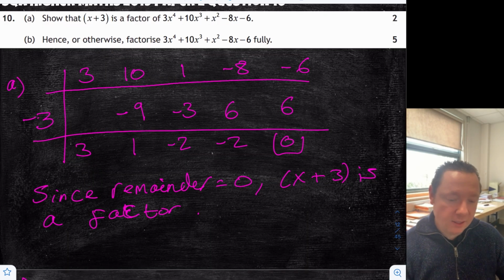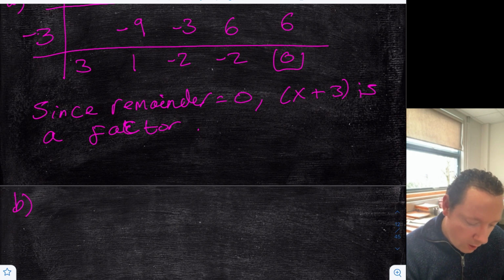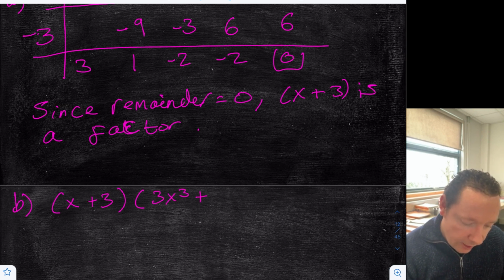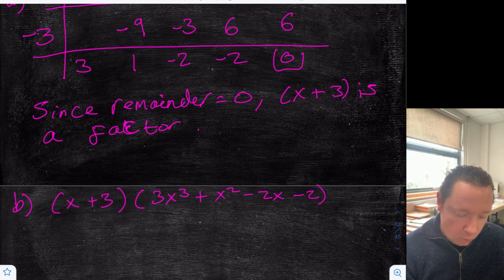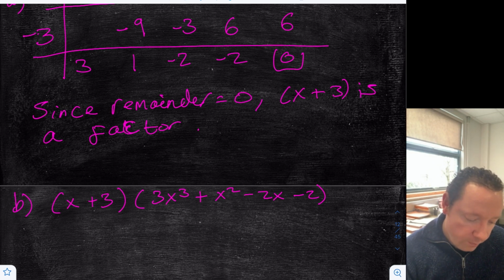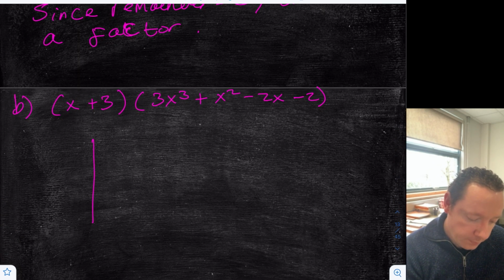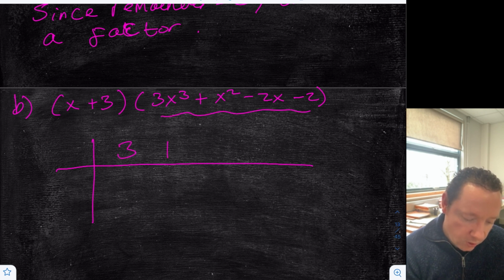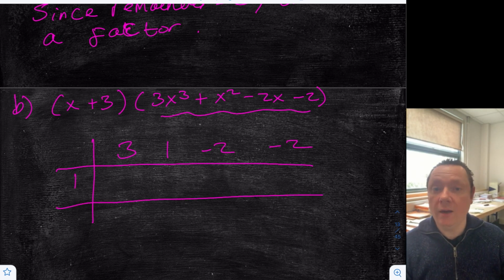Part B, hence always factorise it fully. So we've already done a little bit of the work. We've got x plus 3, and then these all drop down a power, so it's 3x cubed to start with, plus x squared minus 2x minus 2. Okay, so we've now got a cubic to factorise, so we need to find a factor of this. You can just do that by trial and error, trying 1, minus 1, and so on. So let's start off by trying 1. So for this one here, we've got 3x cubed plus 1x squared minus 2x minus 2. We try 1, and if 1 doesn't work, we try 2 and 3 until we get the remainder of 0.